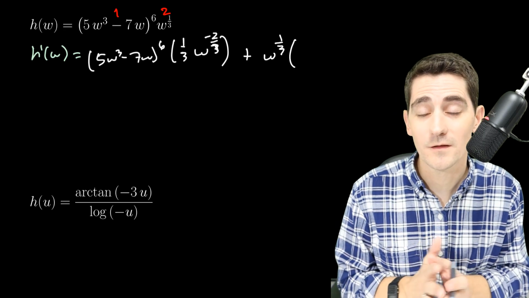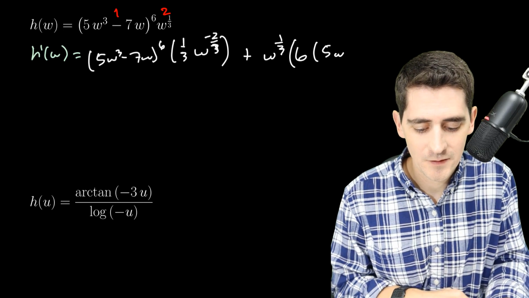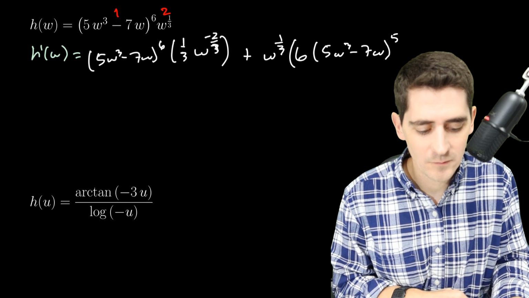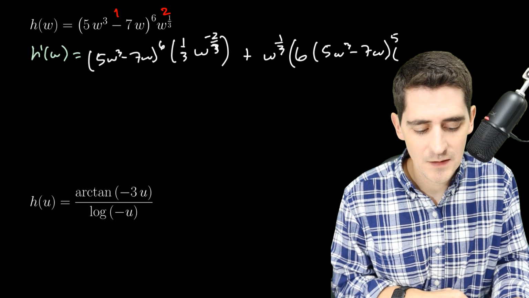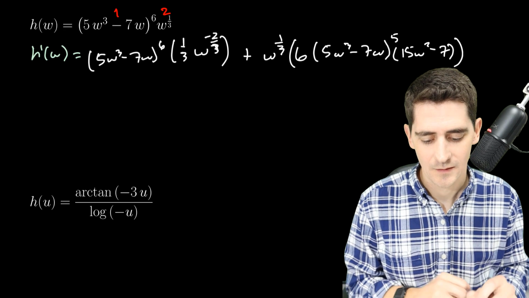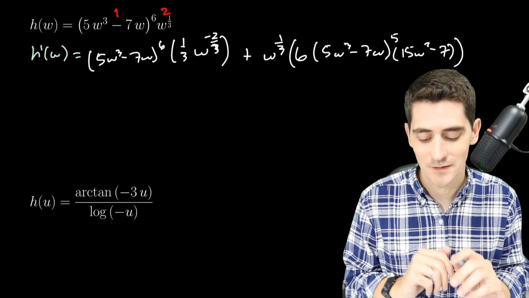Now the derivative of the first is going to require chain rule. So I have 6 times (5w cubed minus 7w) to the 5th power times the derivative of what was inside of that, which would be 15w squared minus 7. Okay, this is ugly. Nevertheless, that's the derivative. I'm just going to leave it like that.